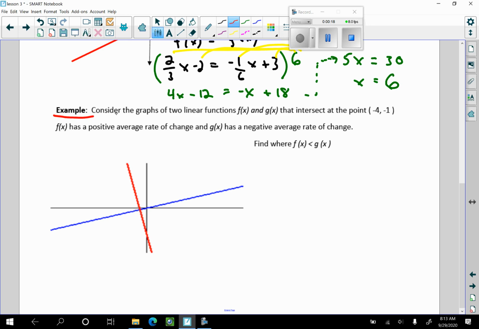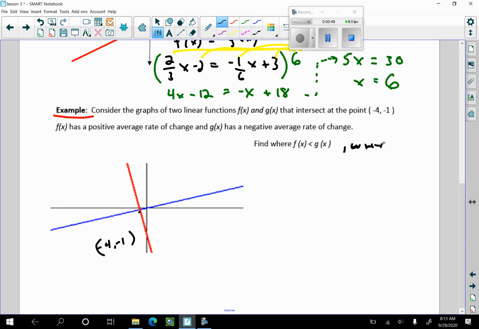This example says, consider the graph of two linear functions f and g that intersect at the point -4, -1. So this point right here is -4, -1. F has a positive average rate of change, and g has a negative average rate of change. I want to know where f of x is less than g of x, and then, of course, we want to know why. I want to find this answer, and then I want to explain why.